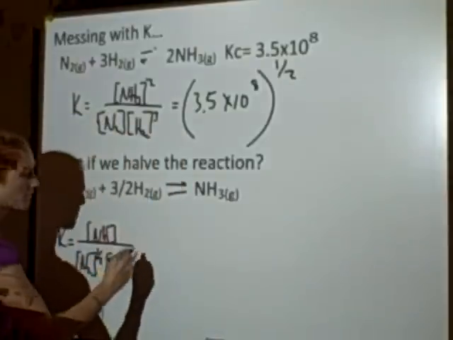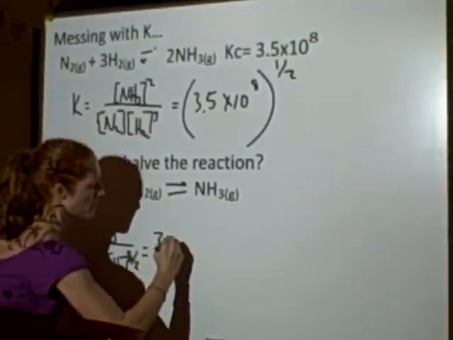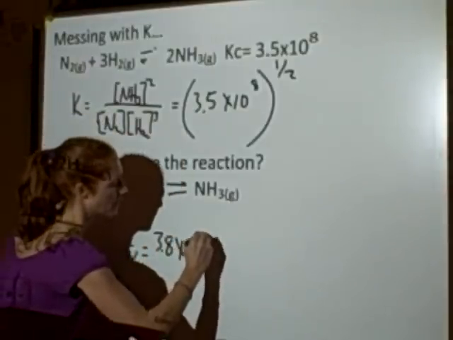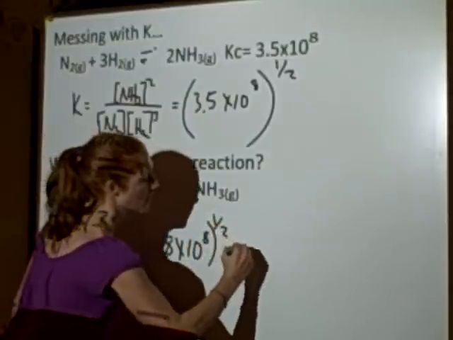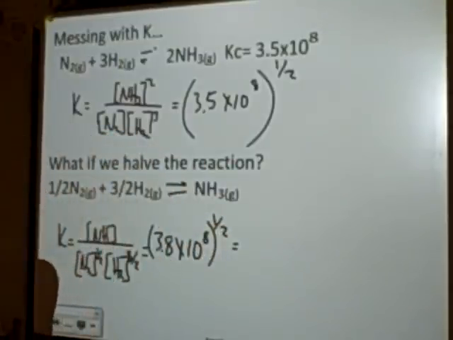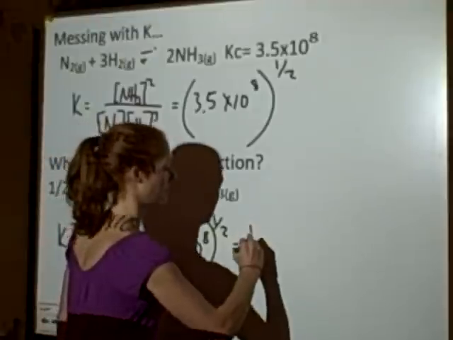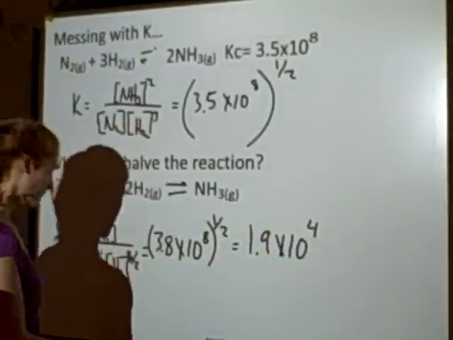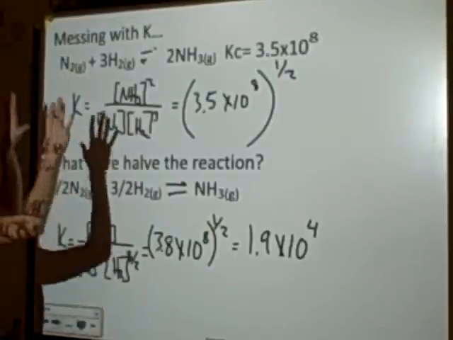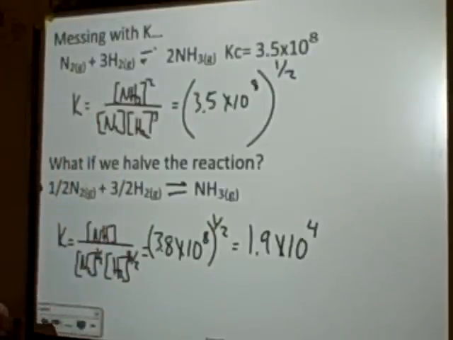So I'm going to take 3.5 times 10 to the 8th, raise it to the power of 1/2, or square root it, and I end up getting 1.9 times 10 to the 4th. Okay, so anytime I multiply a step by some value, I raise the K to that same value, and I'll have the value of the new K.